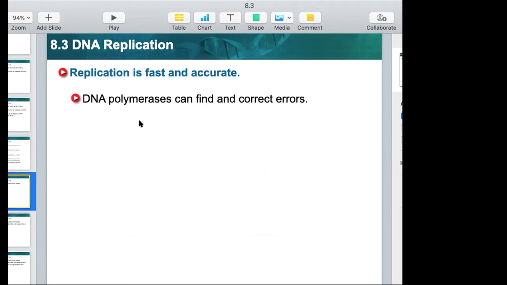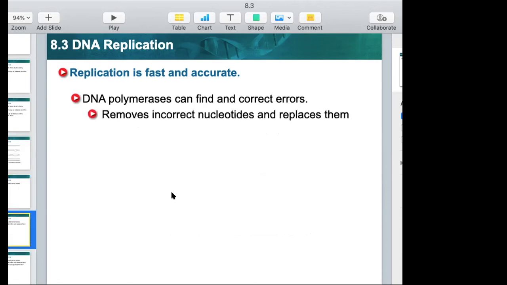Also, you have DNA polymerases that look for errors in copying. So it's incredible to think about that. It's copying so many nucleotides every second. Millions and billions are copied every second in your body, but yet not many mistakes happen. And there's a reason for that. One reason is you have DNA polymerases which go along the strand and look for mistakes. And if they find a mistake in copying, it corrects it.